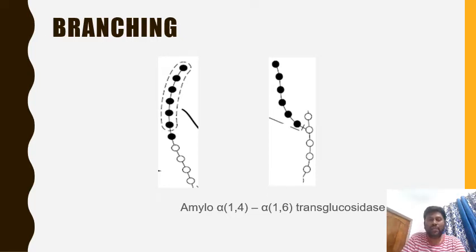Now, with the help of this branching enzyme, we have two different branches. These two branches will again be elongated by our glycogen synthase enzyme. How long will they be elongated? In the same way, up to 11 or 12 residues. After that, the branching enzyme will again come into action.